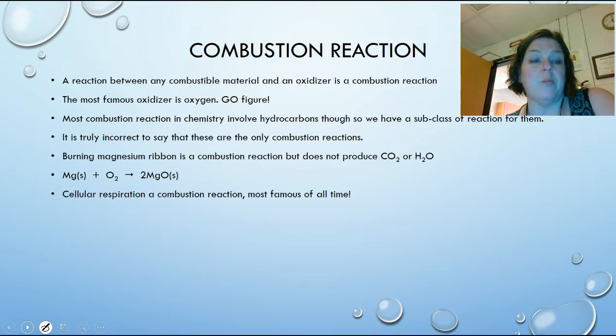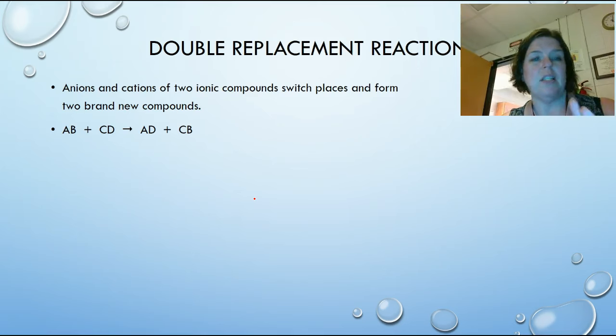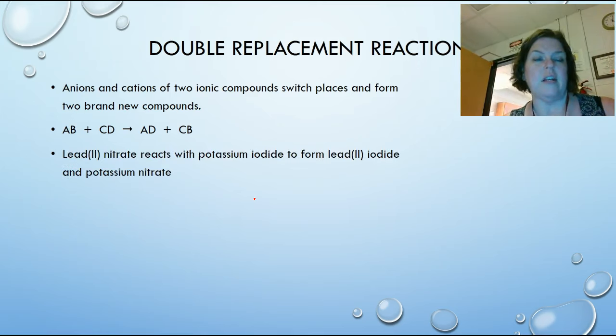Double replacement reaction, and this is kind of where we are. We understand this first part. Anions and cations of two ionic compounds switch places to form brand new compounds. We get that. We get AB plus CD yields AD plus CB. You guys can do that. I know you can. I've seen it. This is where we go wrong.